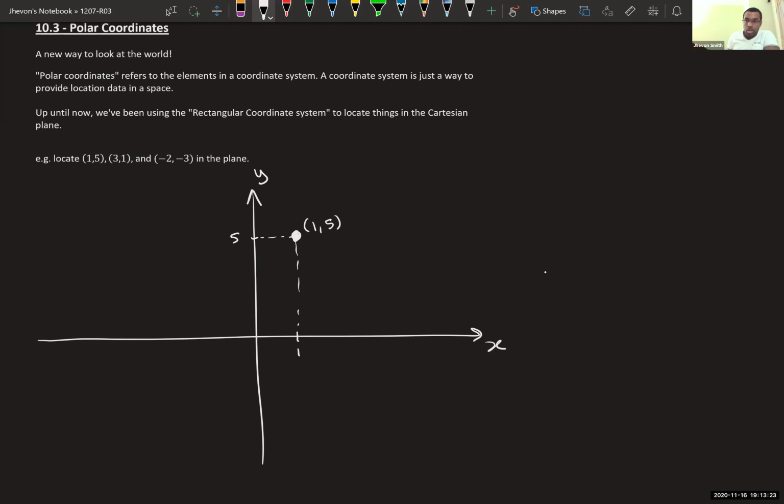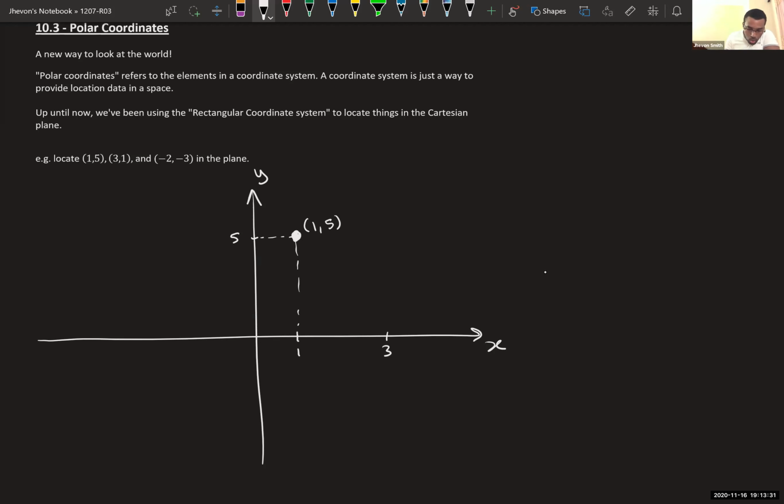But I'm going to want to illustrate similarities next time. Similarly, if I wanted to find the point 3, 1, I know I move 3 units along the X, 1 unit along the Y. From the Y, I move horizontally. From the X, I move vertically. Where these guys meet, again, creates a rectangle. And that's the location. Take the corner of the rectangle opposite the origin. That's my location. What if I wanted to find the point -2, -3?